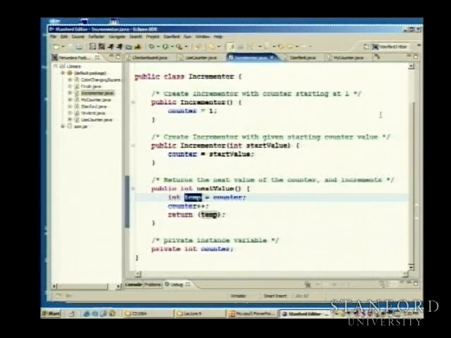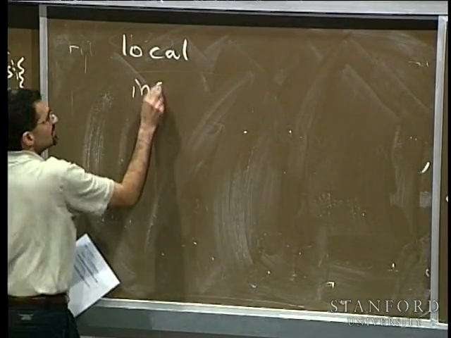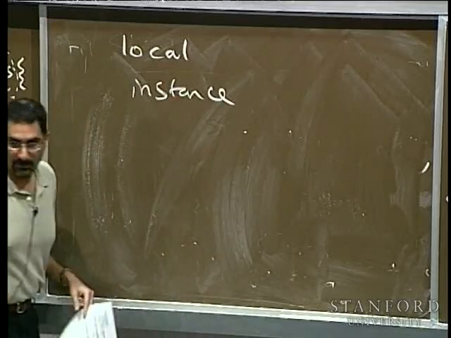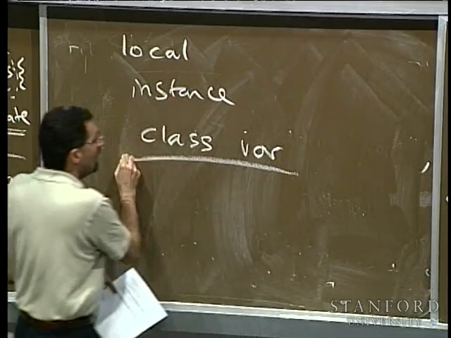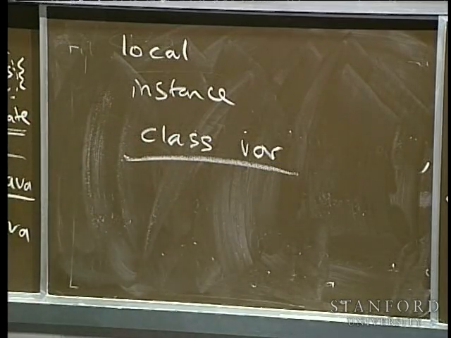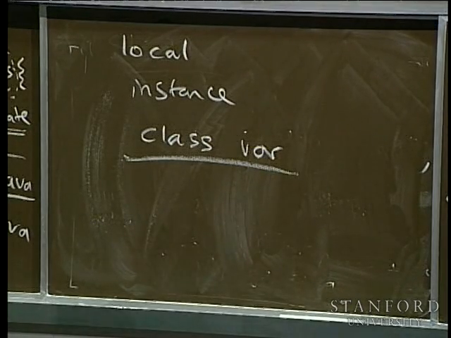But the basic idea is, so far you've seen local variables and instance variables. There is a new kind of variable, and it is called a class variable, or a class var. A class variable is a variable that is shared by all objects of that class. There is one variable that all objects of that class share. That's the funky concept.